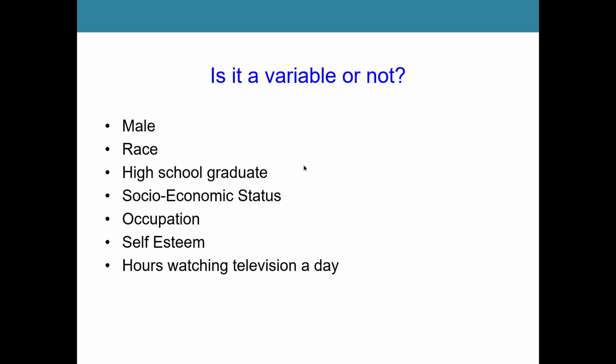So the only two here that really weren't variables are male and high school graduate. I would consider it a pretty poor survey if you just said, are you male? We don't usually do that on a survey. We say, what is your gender? What is your sex? We give the people options and they choose one. That's a variable.